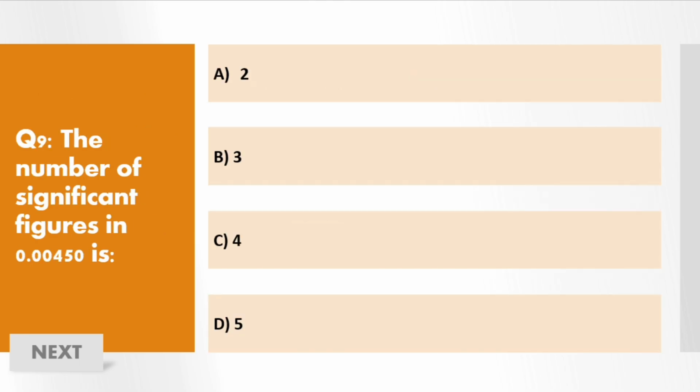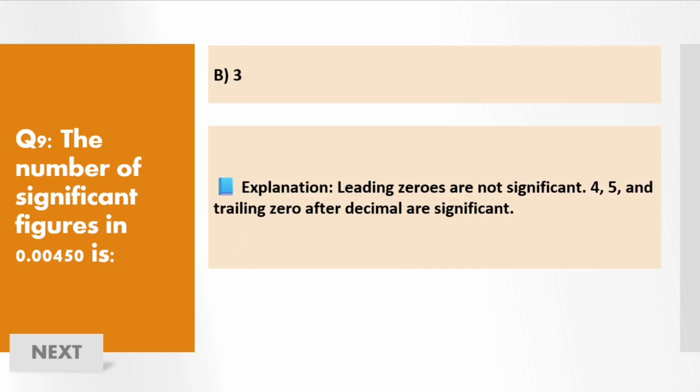Q9. The number of significant figures in 0.00450 is A. 2, B. 3, C. 4, D. 5. Correct answer: B. 3. Explanation: Leading zeros are not significant. 4, 5, and the trailing 0 after the decimal are significant.